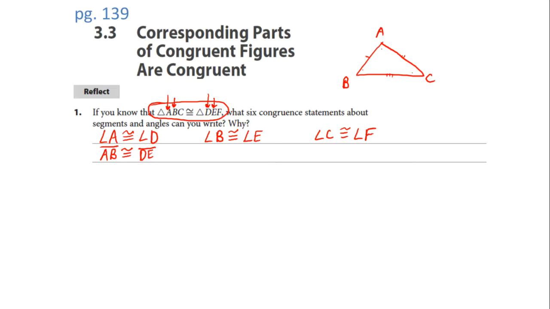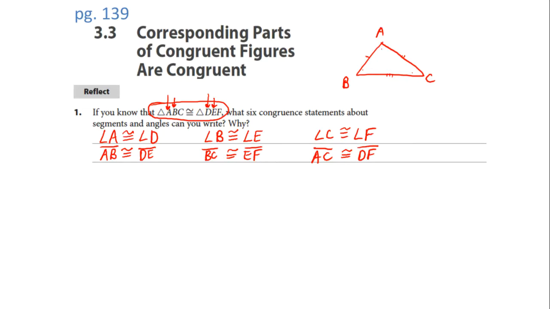So again, because the letters show up in the same place of the congruence statement, that means that these 2 parts are congruent. Likewise, BC, because those are the last 2 letters, is congruent to EF, because those are the last 2 letters. And then finally, AC is congruent to DF.